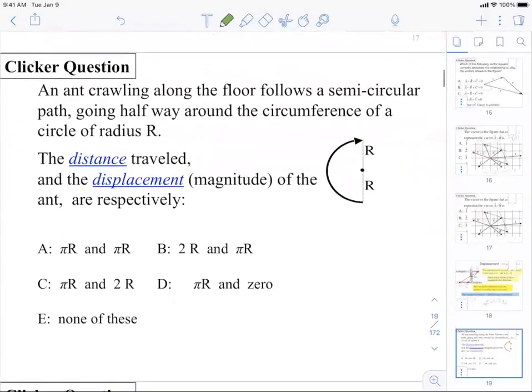Let's look at this question, which will help us understand this much better. We have an ant crawling along a half circle, and I'm asking, from here to here, what is the distance the ant traveled and what is the displacement? Here I'm only asking about the magnitude of the displacement, not the direction. I'll go ahead and launch the poll, so please put in your vote for this one.